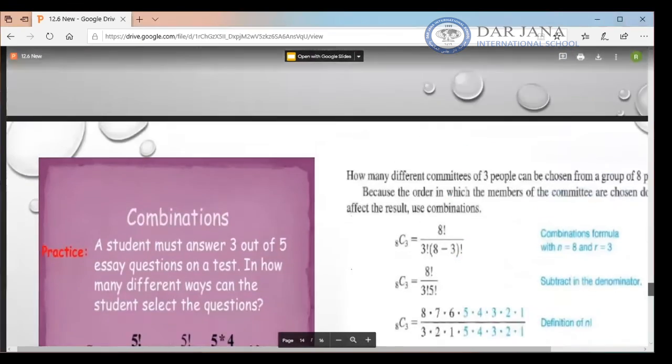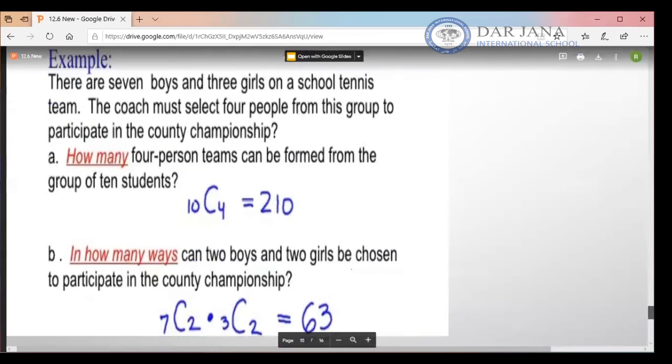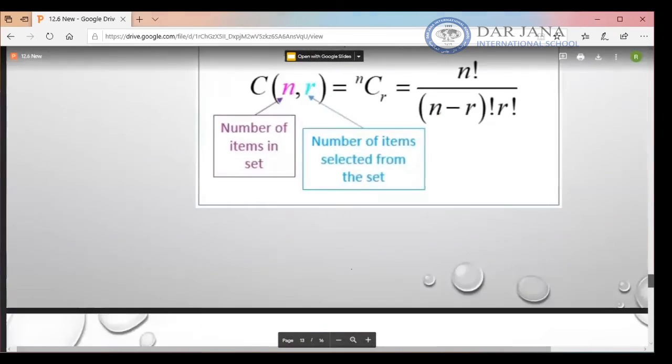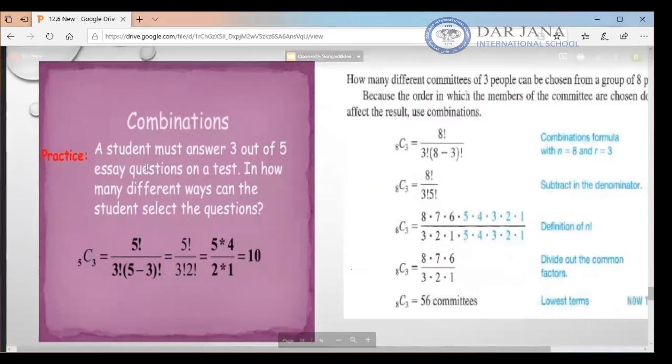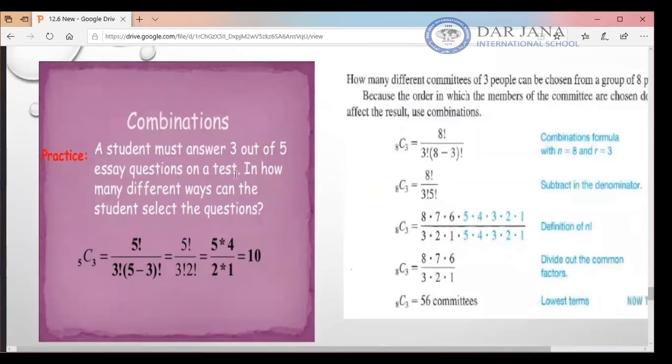Let's do these examples. We still have examples 1 and 2, the third one, and at the end, the summary. Combinations. The student must answer 3 out of 5 essay questions on a test. Let me ask you a question here. When we give you the test paper, you are free to start by any question you want. Your grade won't change if you choose to start by the last one, or by the 5th question, or by the 1st, or by the 2nd. So here the order of answering the questions won't change your grade.